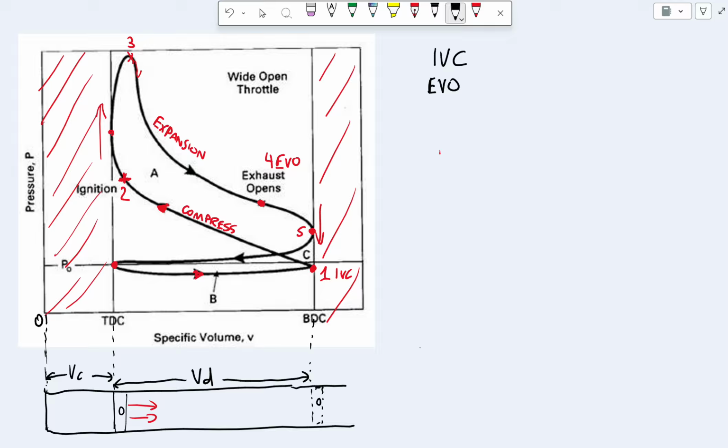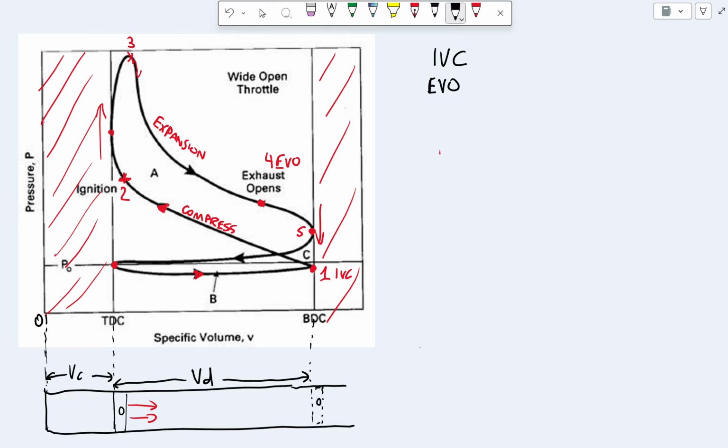Then the next thing that's going to happen after EVO is we're going to go back to top dead center. And by going back to top dead center, we're going to get rid of all these exhaust gases. So if you go back to an earlier video, we kind of explained the 4-stroke cycle. You can go back to the 4-stroke cycle and kind of see what's happening. But essentially, our piston is moving from bottom to top, and we're getting rid of all our exhaust gases.